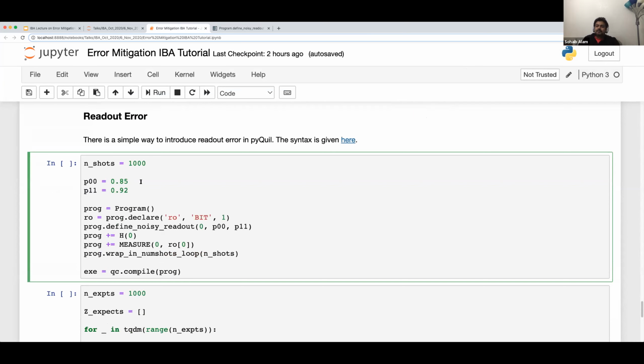P1 given 0 is the probability of reading 1 given that it was actually sampled to be 0. And that has to be 1 minus this probability, right? And likewise, P0 given 1 is also completely specified once I've specified this probability, right? So that's the probability that I actually sampled 1 but then read it out as 0. That has to be 1 minus the probability that I actually sampled 1 and read it out as 1. Okay, so once I specify these two probabilities, then I specify the other two probabilities automatically.